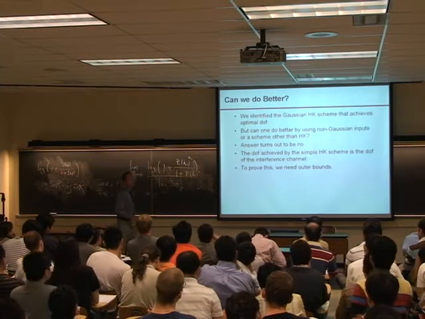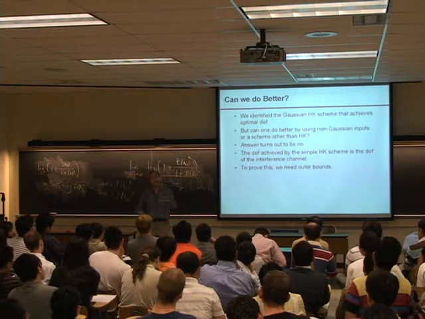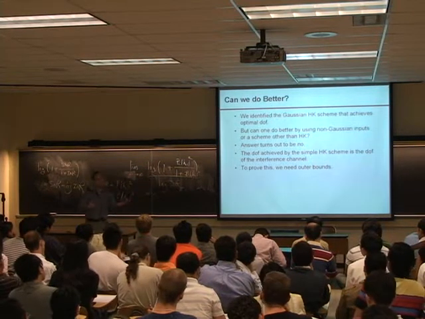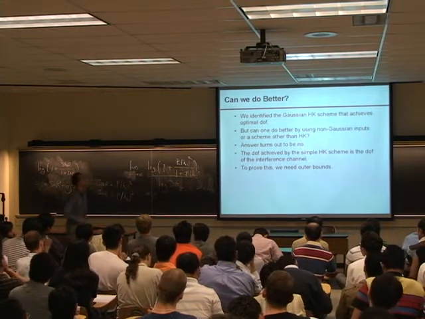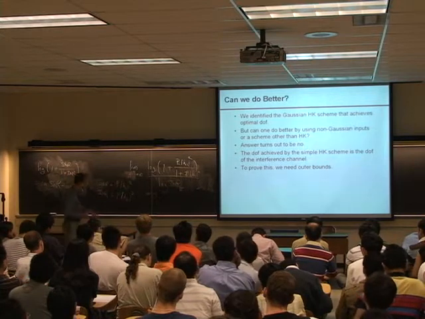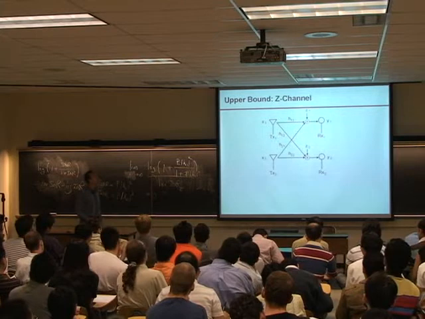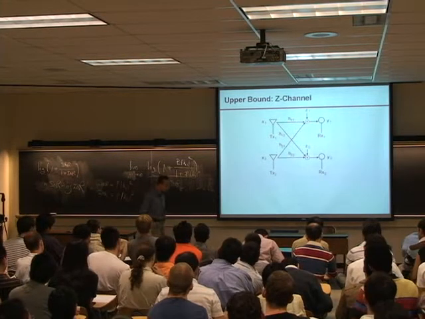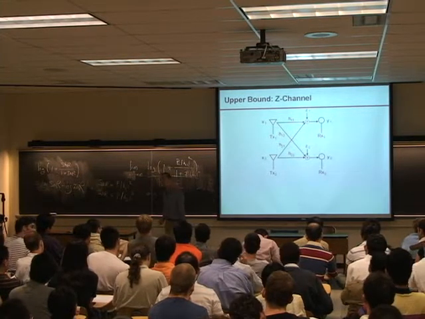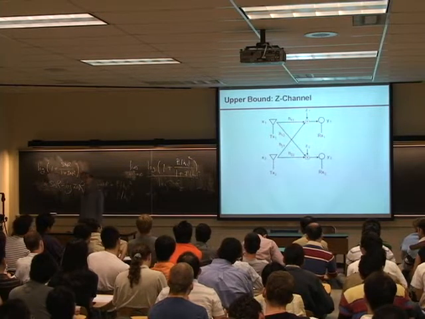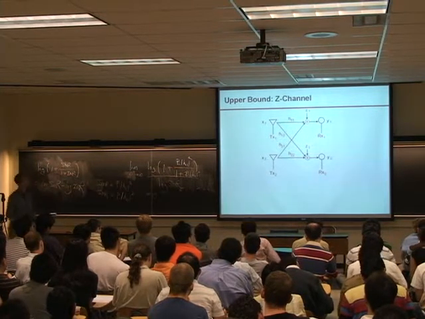Okay, so now, at this point, we have a candidate achievable scheme. And now we need to prove an upper bound. To prove an upper bound, we look at the literature. A very common bound that people use for the interference channel in the literature is the so-called Zee channel, or the one-sided interference channel bound.